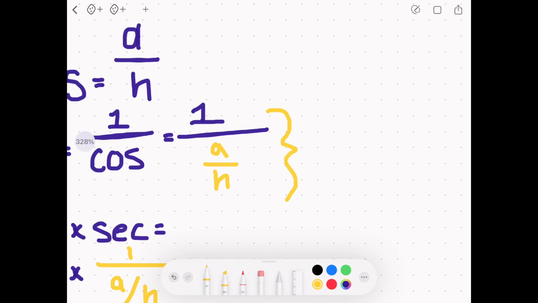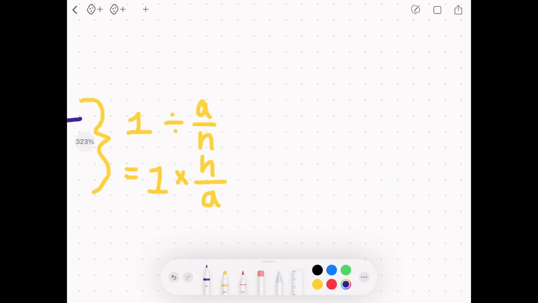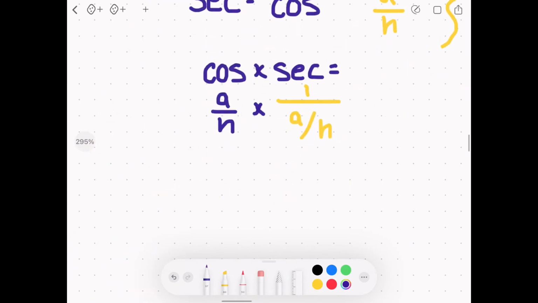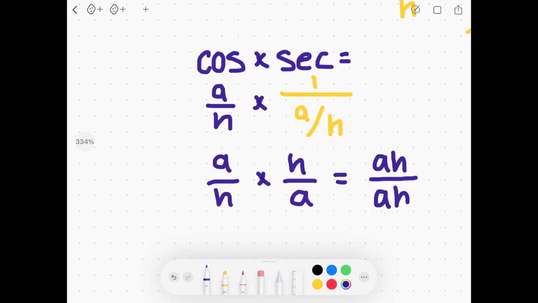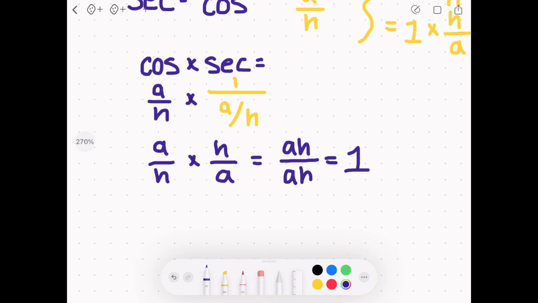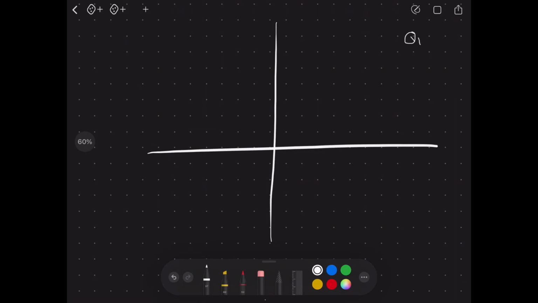To simplify 1 over a over h, you take them apart, so it's 1 divided by a over h, which is the exact same thing as taking the reciprocal of it. Keep, flip, change, so you have 1 times h over a, which is just h over a. Now you multiply a over h times hypotenuse over adjacent, and you get ah divided by ah, which is just 1.